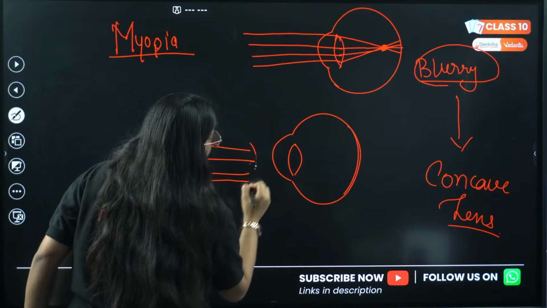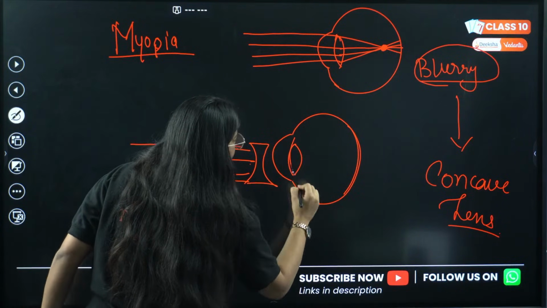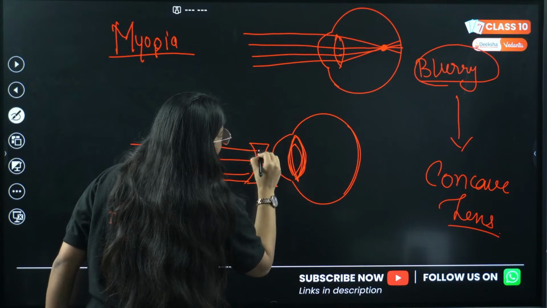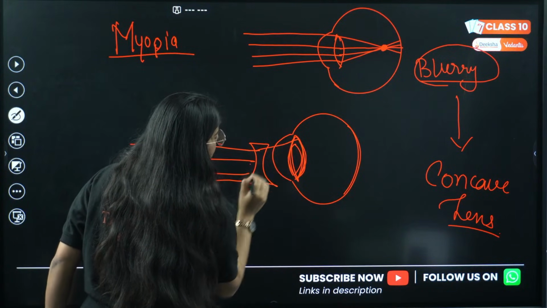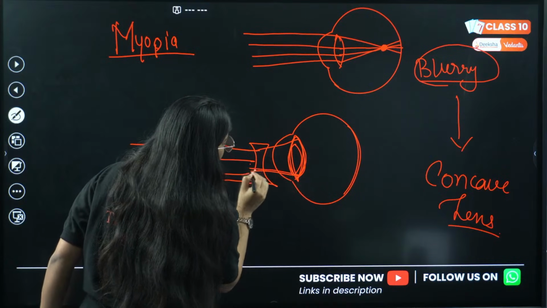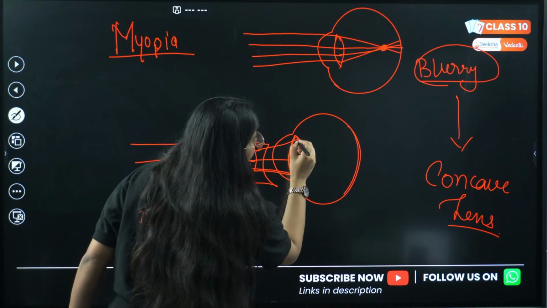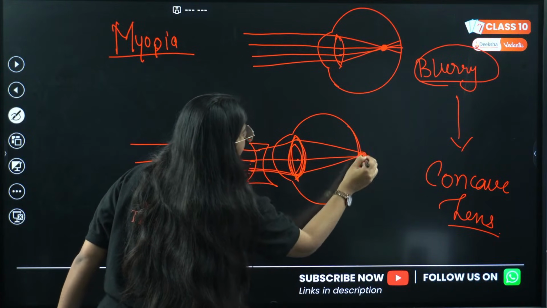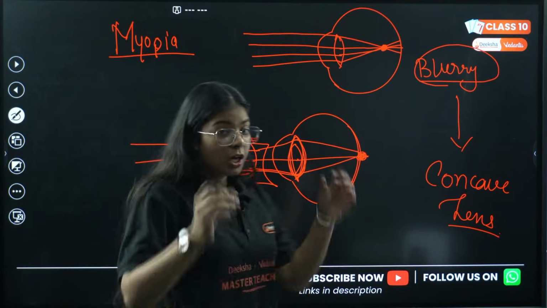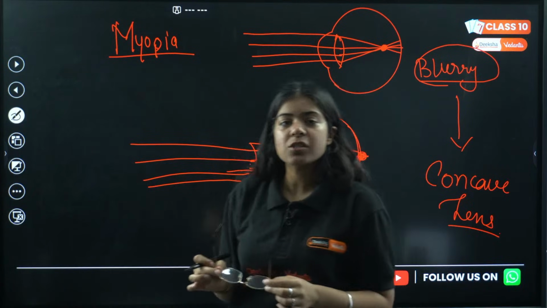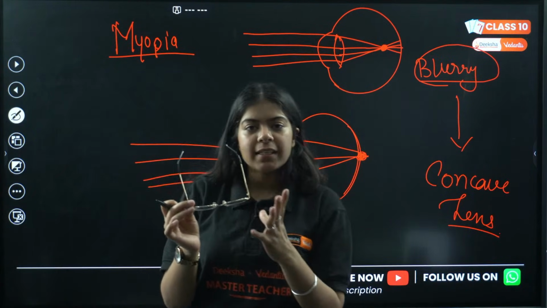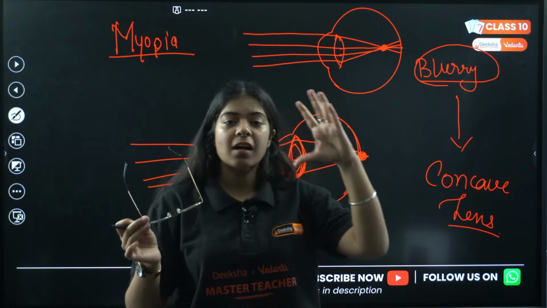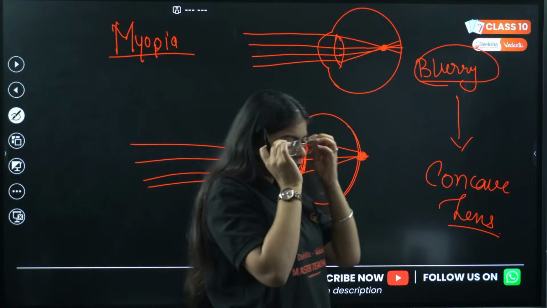This is my concave lens, and maybe make this a little bigger. This is my eye lens. What will it do? It will diverge the light rays outwards, and then this will get focused onto the retina and we'll see a clear image. So when the light rays are hitting this lens, it diverges those light rays, and then my eye lens converges them directly on the retina.